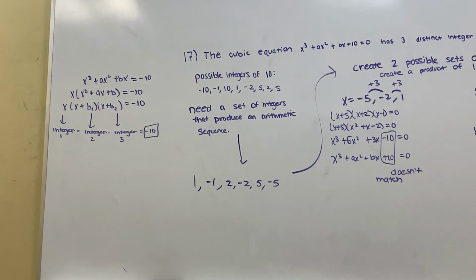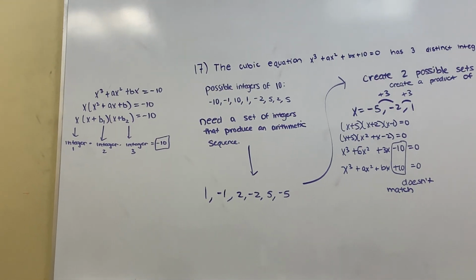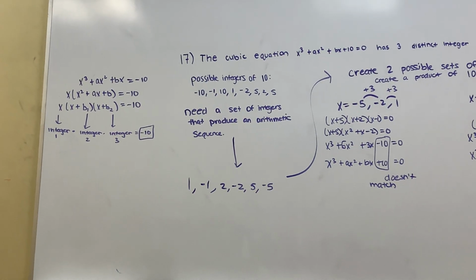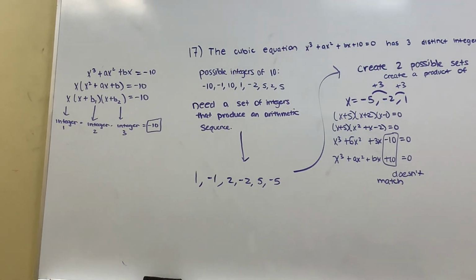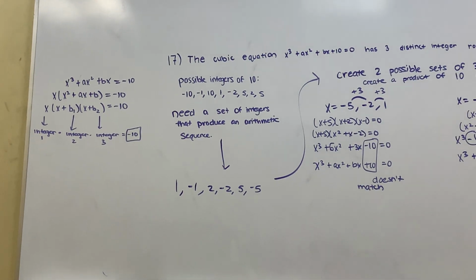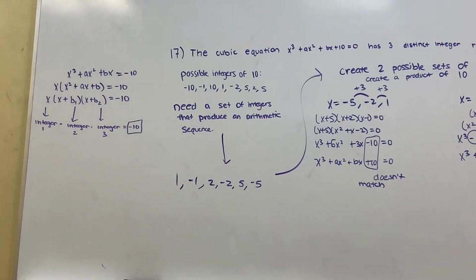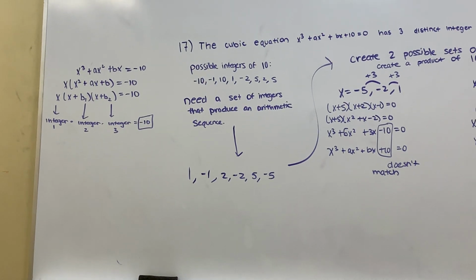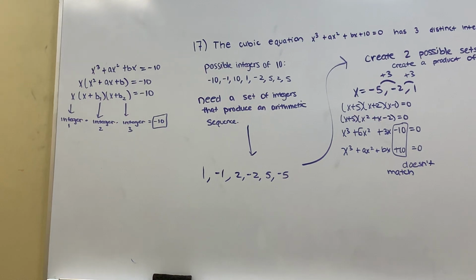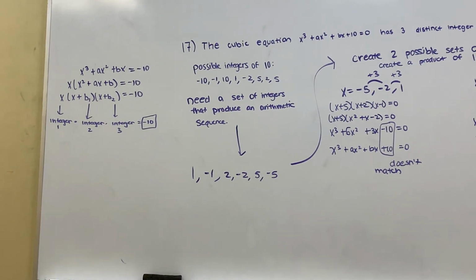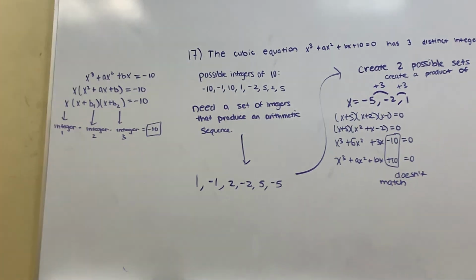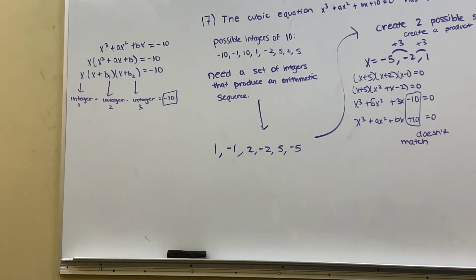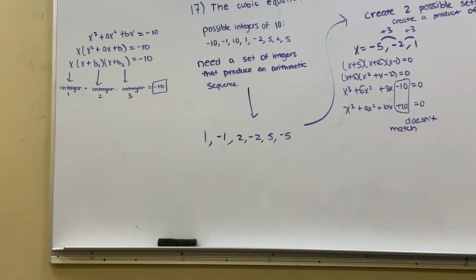So then we want to see possible integer factors of 10, which include negative 10, negative 1, 10, 1, negative 2, 5, 2, and 5. So now we need a set of integers that produce an arithmetic sequence. So not all of those numbers will work. So we look at 1, negative 1, 2, negative 2, 5, and negative 5. And if you look at the relationship, there's either adding or subtracting of 3 when you go from 1, 2, and 5, those three numbers.